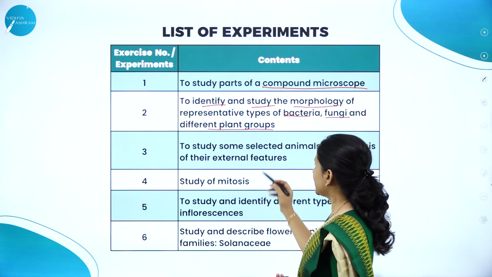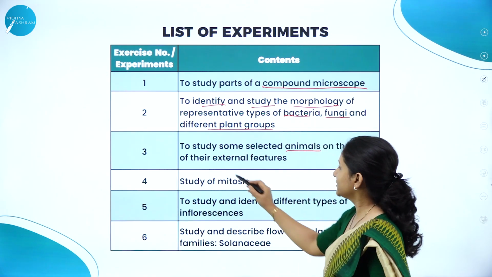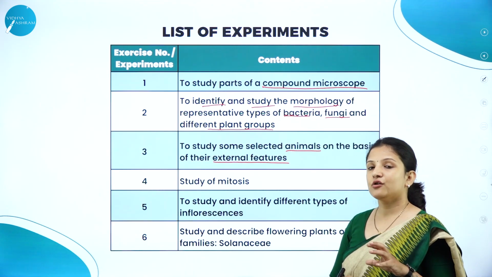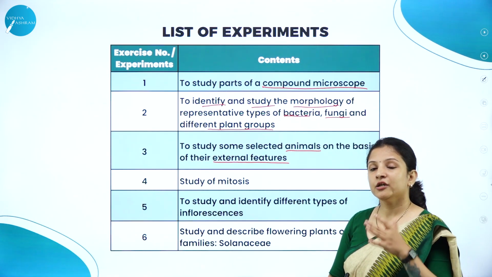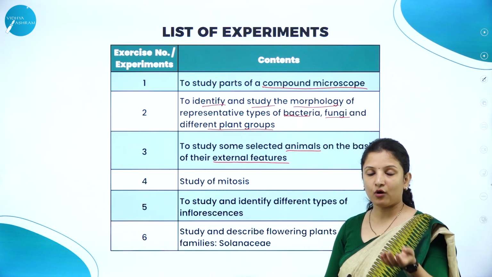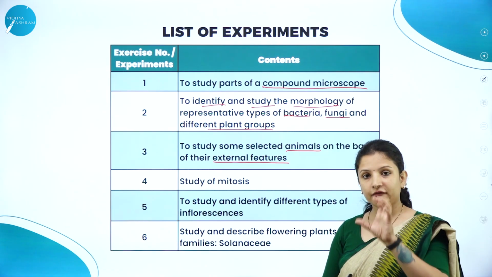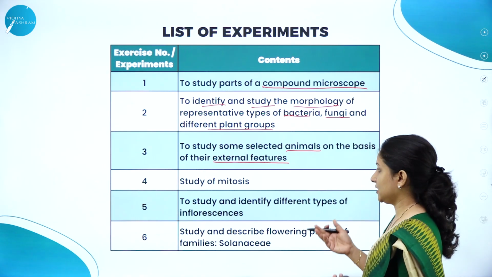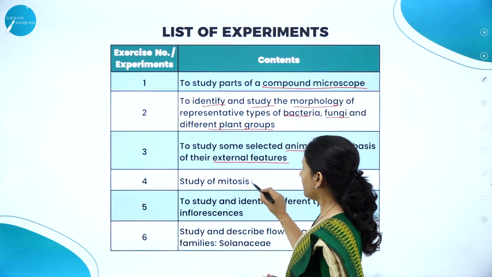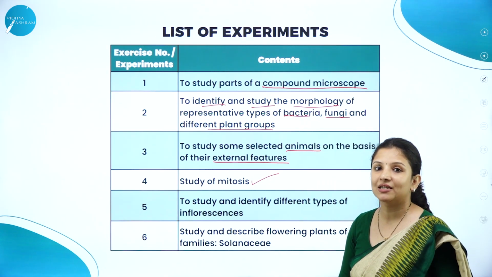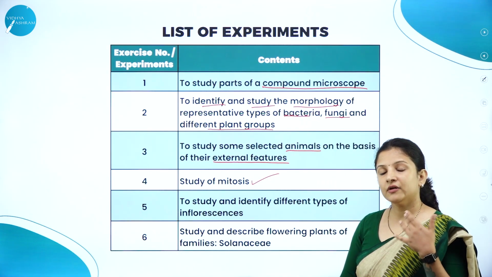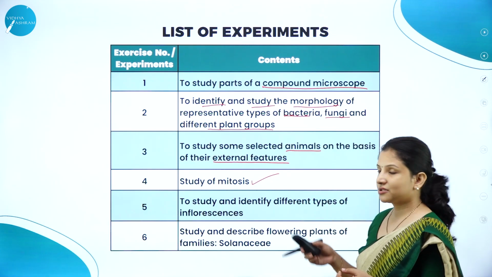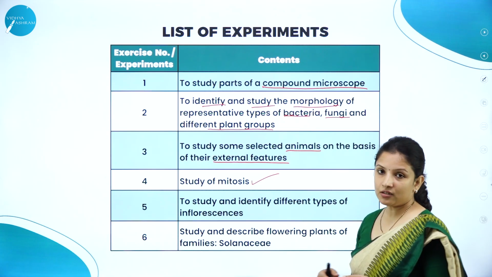Next, third one, to study some animals on the basis of their external features. This is also again on morphology only. So in studying the animals, specimens will be kept, and you have to study what type of feet they are made up of. Externally, when you look at the animal, what all features you find, to get some peculiar features, all that you will study here. Next, fourth is study of mitosis. Here mitosis comes under cell division. So under this you have interphase, prophase, metaphase, anaphase, telophase. So all that, the different phases, you will study under this.